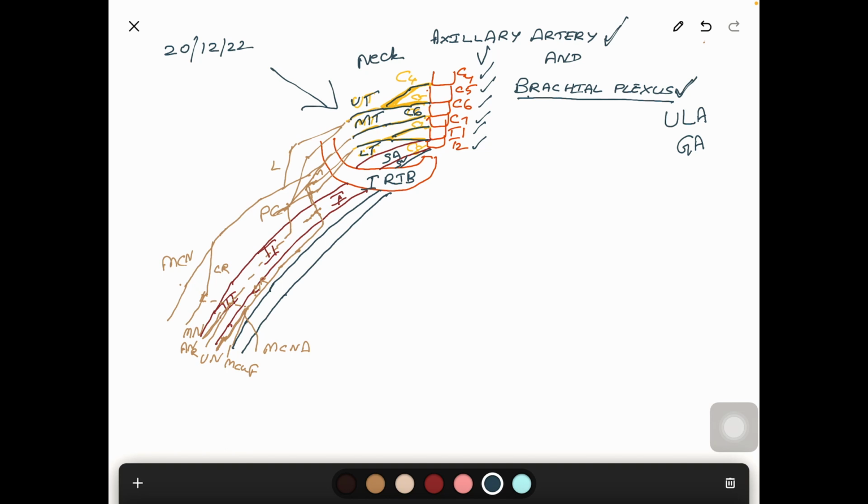Now we will continue with the trunks. Each trunk divides into anterior divisions and posterior divisions. This division stage takes place in the cervicoaxillary canal. The cervicoaxillary canal is the apex of the axilla.